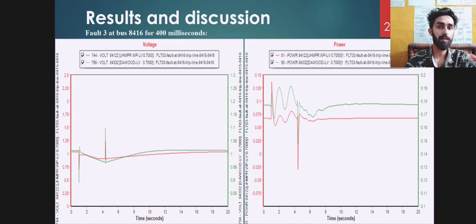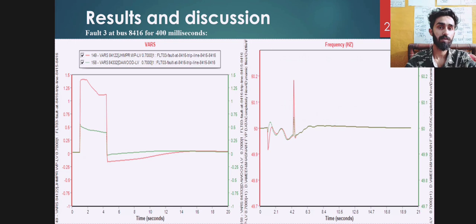While in the three-phase fault at bus 8416 for 400 milliseconds, the voltages were quite significantly affected, and the power and also the frequency were affected. You can see the frequency deviations in this slide. As you can see, there is a quite long, very large disturbance for a certain period of time, which cannot be ignored in the interconnected system.